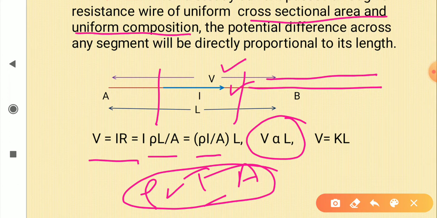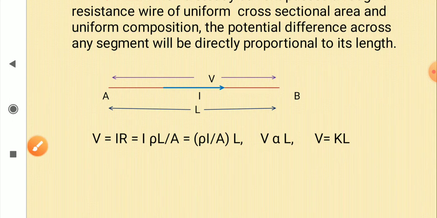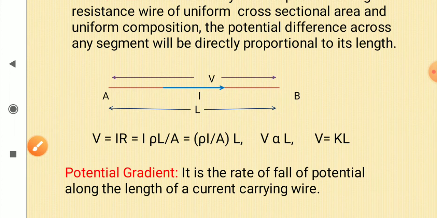Now, using a constant, we can write V is equal to KL. Now, this constant K is called potential gradient. You see how we define this potential gradient?